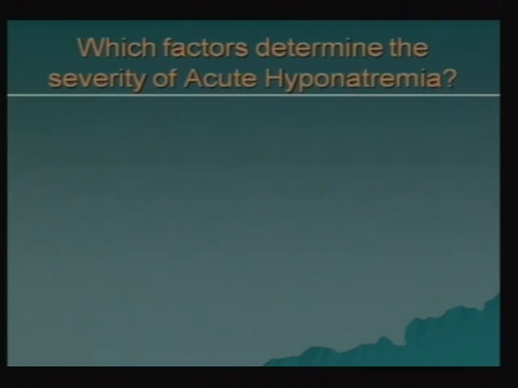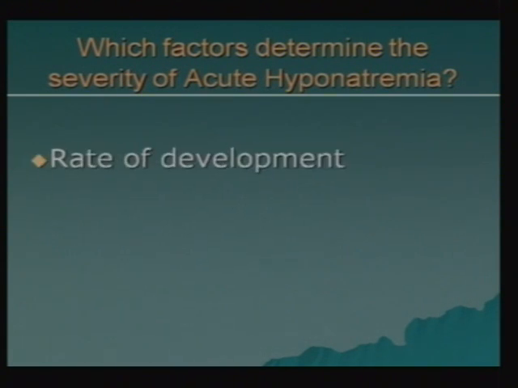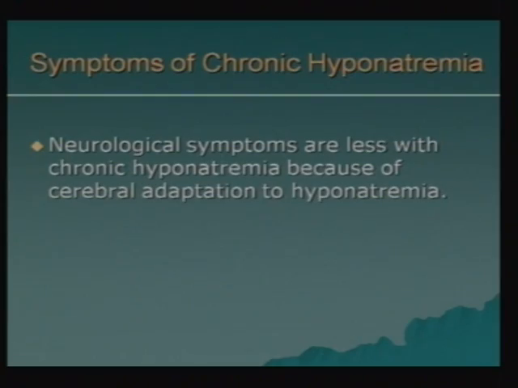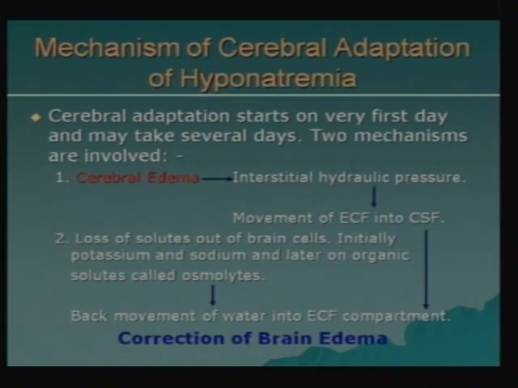Which factors determine the severity of acute hyponatremia? Number 1, the rate of development. Number 2, the degree of hyponatremia. So that is very important. Rate of development is very important, and then of course the degree of hyponatremia is also important. And what are the neurological symptoms? Neurological symptoms are less with chronic hyponatremia because of cerebral adaptation to hyponatremia. You should know how this happens.